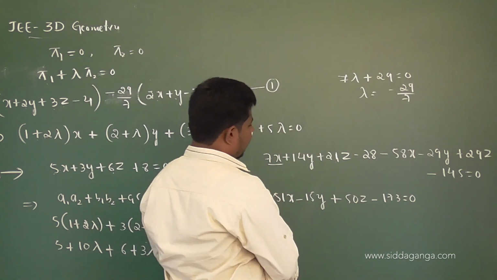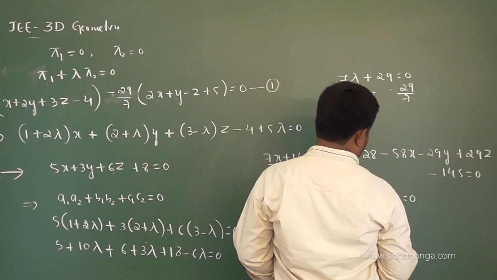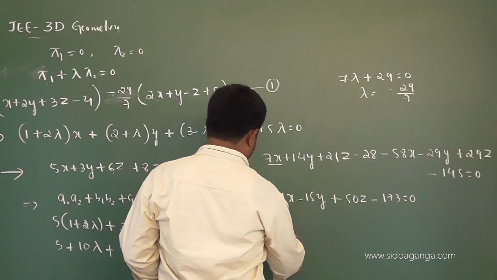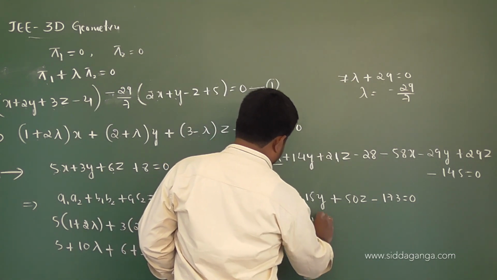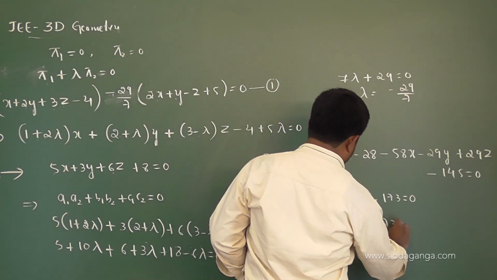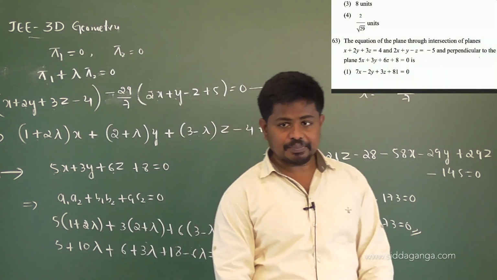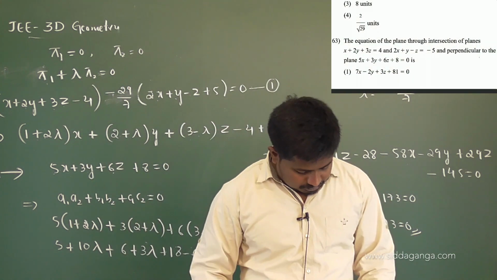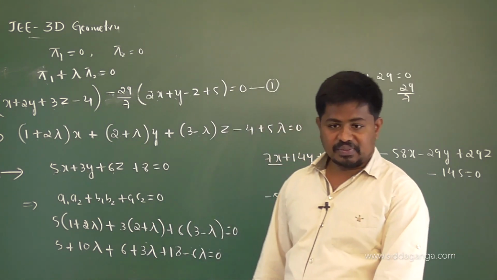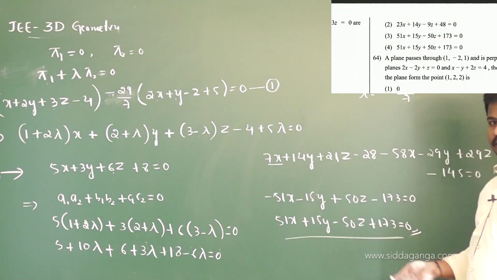Okay, so 28 plus 145, I mean 8 plus 5, 13. So you get 173. Now let me multiply by minus 1, you get 51x plus 15y minus 50z plus 173 equal to 0. This is your required plane. So option 3, 51x plus 15y minus 50z plus 173 equal to 0, right? Yes, this is your required answer, option 3.